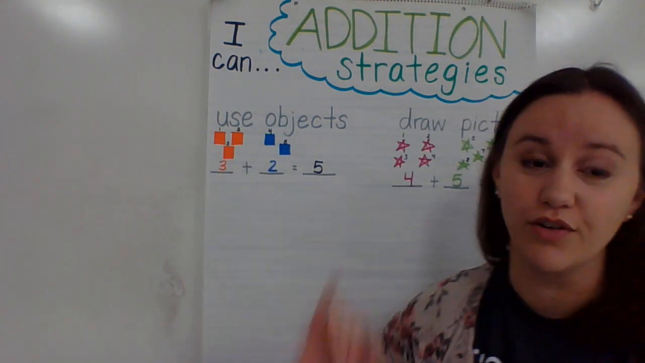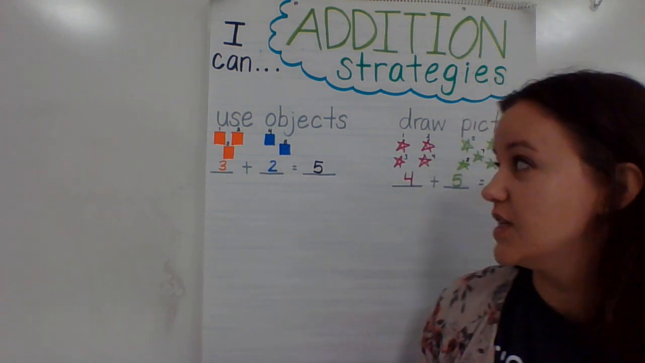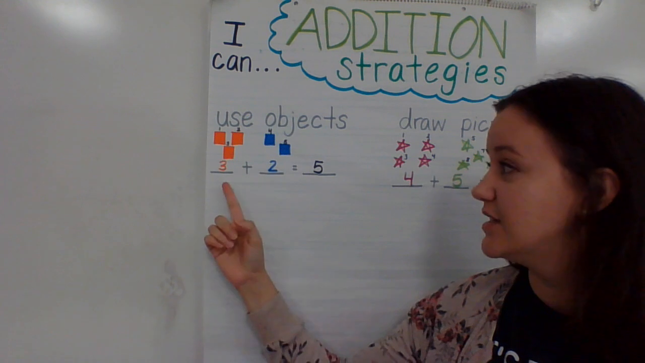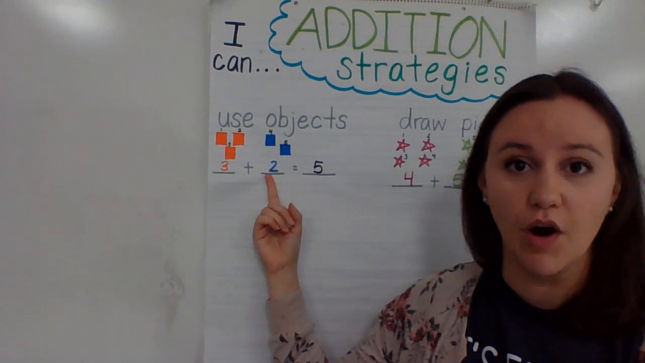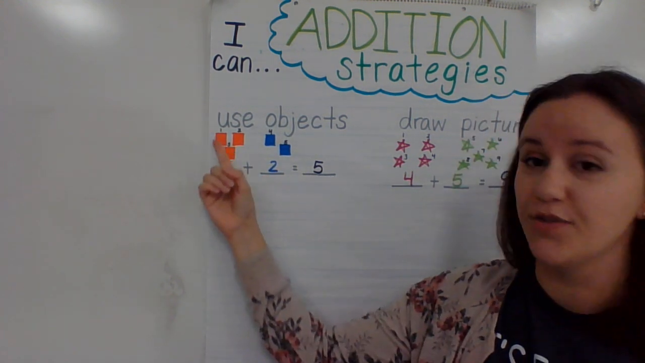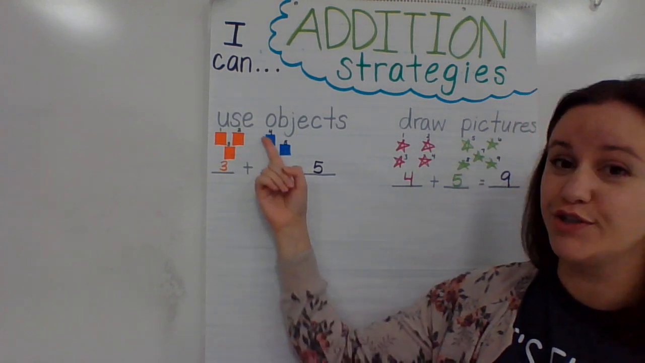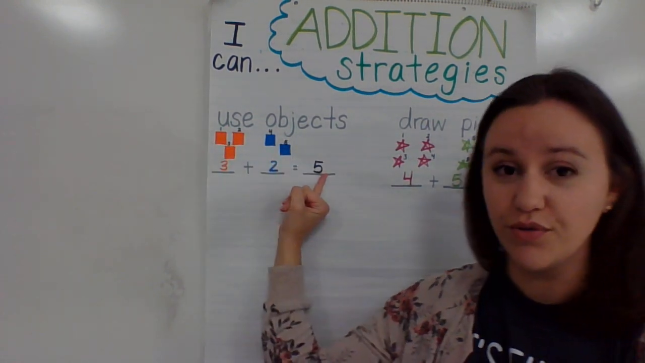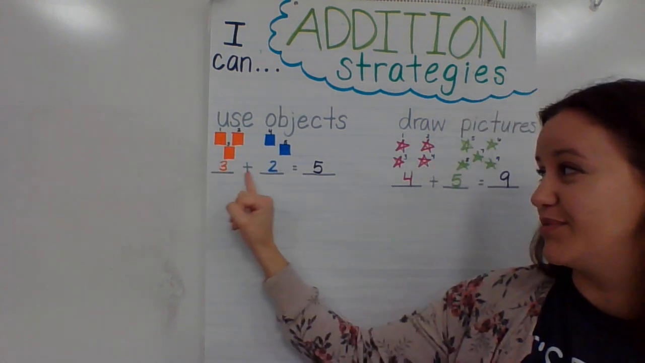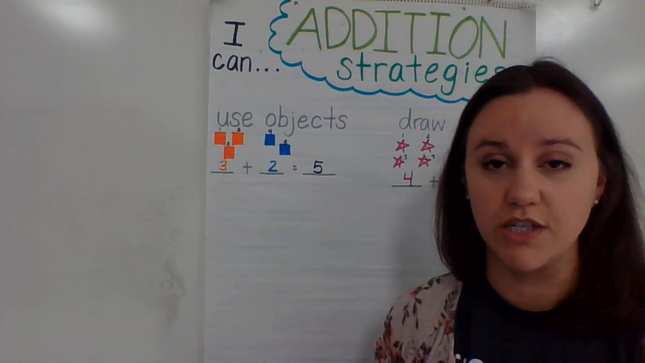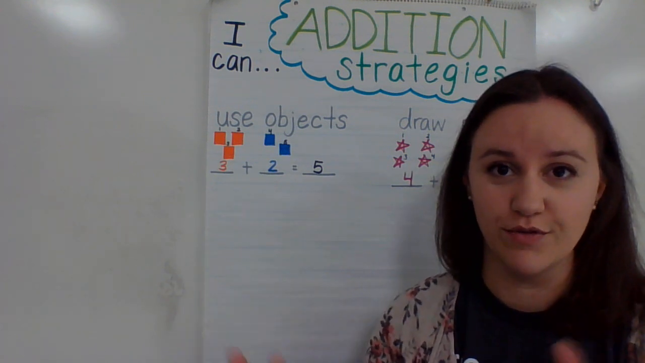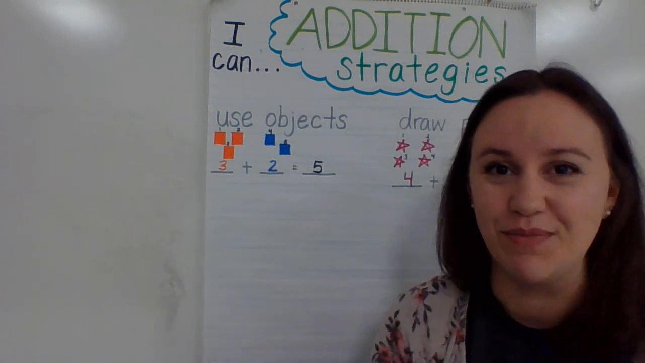So yesterday we learned that one of the strategies that we can use is to use objects. So in this addition sentence, 3 and 2 are my add-ins. So I needed 3 objects and 2 objects, and when I count them all together, I get the total of 5. So 3 plus 2 equals 5. So we can use objects. We talked about that being any kind of small thing that you can make little groups of and move around and join together to help you add.